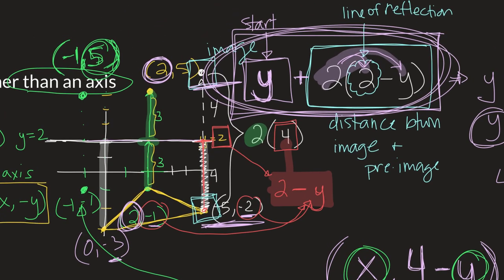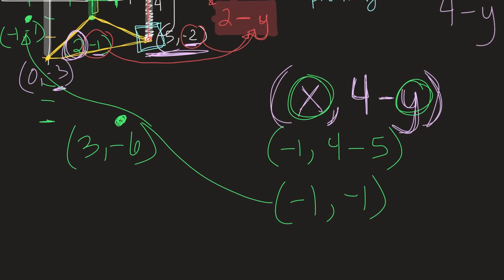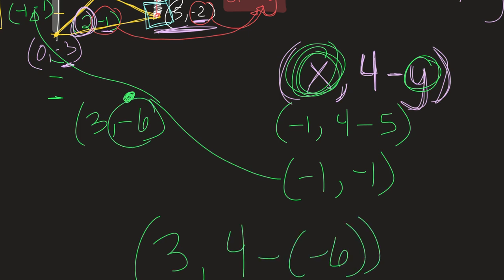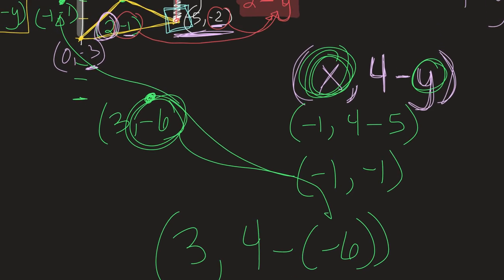How about we do one more difficult? How about we do this point here at 3, negative 6? Let's calculate where it should end up. Remember, the x value doesn't change, and we're going to subtract the y value. So our y value is negative 6. 4 minus negative 6, we are expecting this to end up at 3 comma 10. That's where we're going to try and find it.